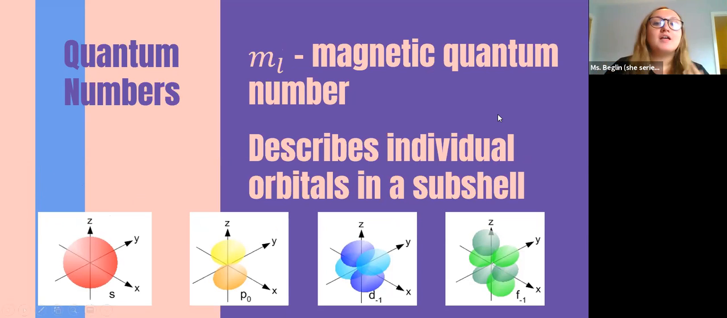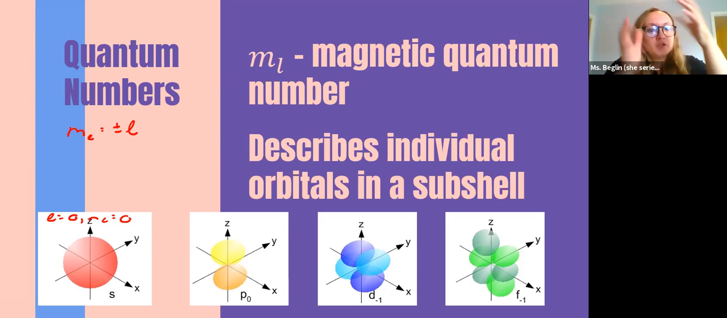Next, we have the magnetic quantum number. It describes individual orbitals in a subshell. M sub L is equal to plus or minus L. So when we have L is equal to 0, M sub L is also equal to 0. And this makes sense, right? It's a sphere. You can only orbit a sphere one way.